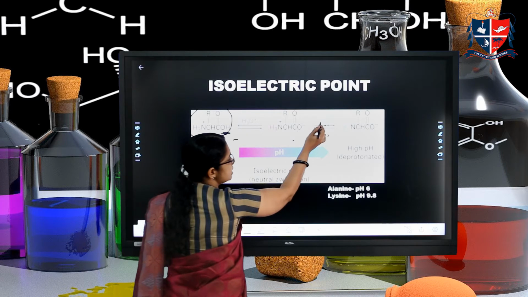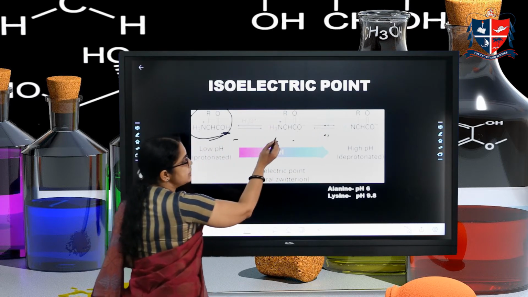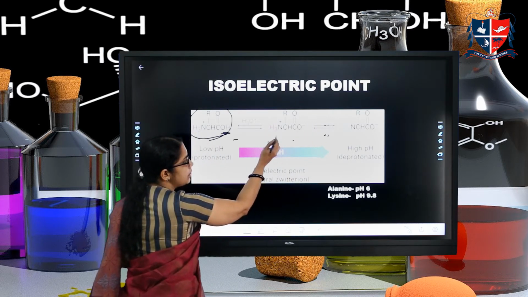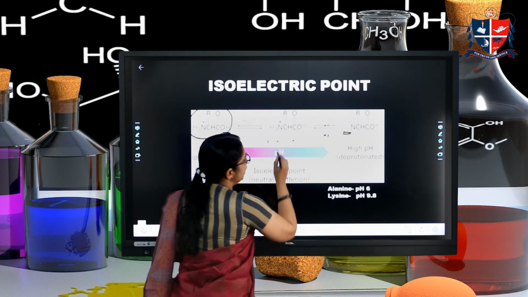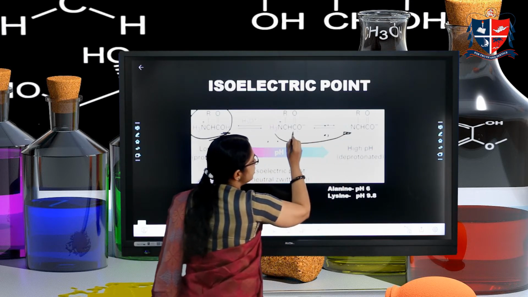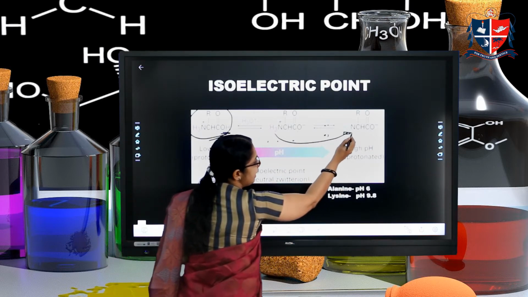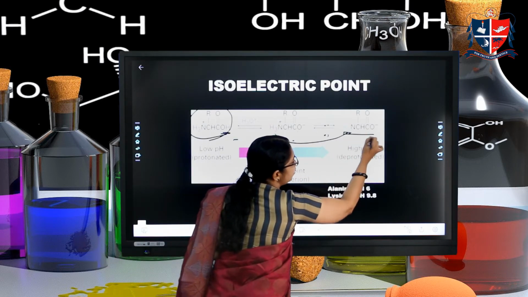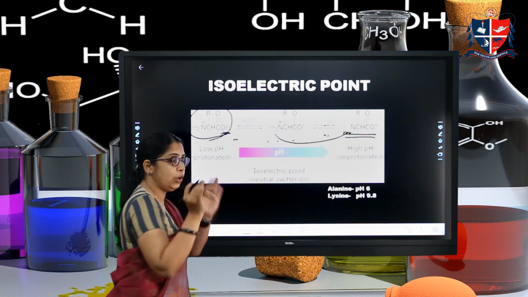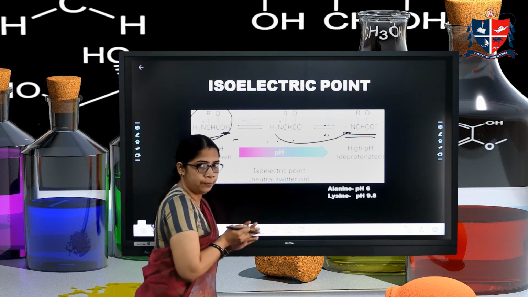That OH minus will take away a hydrogen from this NH3 plus, and it now becomes NH2. This NH3 plus now becomes NH2, and the COO minus is unchanged. So this as a whole now becomes an anion, or a negatively charged ion.